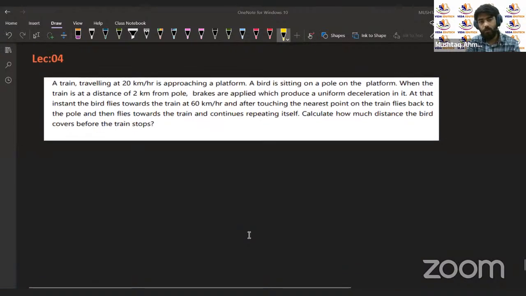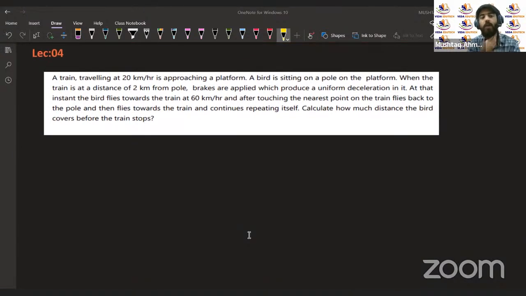So let's start with question number one. The question number one is on the screen. A train traveling at 20 km per hour is approaching a platform. A bird is sitting on a pole on the platform. When the train is at a distance of 2 km from the pole, brakes are applied which produce a uniform deceleration in it. At that instant, the bird flies towards the train at 60 km per hour and after touching the nearest point on the train, flies back to the pole and then flies towards the train and continues repeating itself. Calculate how much distance the bird covers before the train stops.